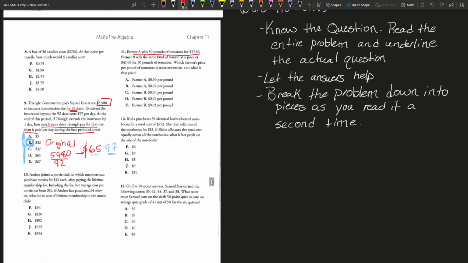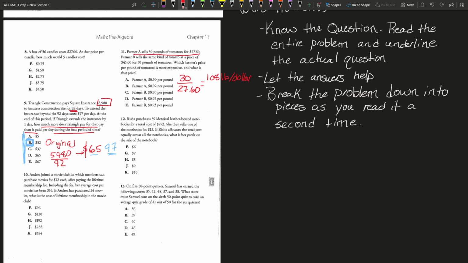Okay, so number 11, farmer A sells 30 pounds for 27.60. Farmer B sells 50 pounds for 45. How much better and by how much? So how do we find the price per pound of tomatoes for farmer A? Yes. So when we do that, 30 divided by 27.60. Yeah, $1.08. And actually, so we would get 1.08 pounds per dollar. Okay. So that's not quite right.